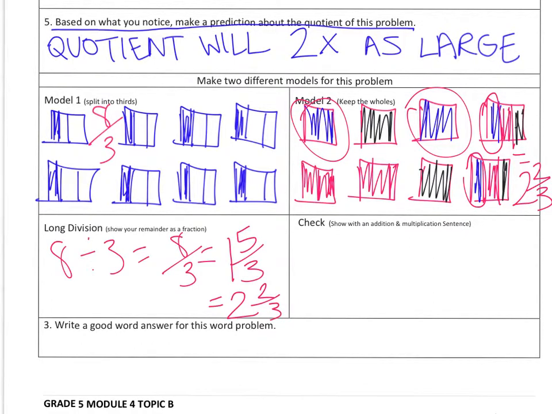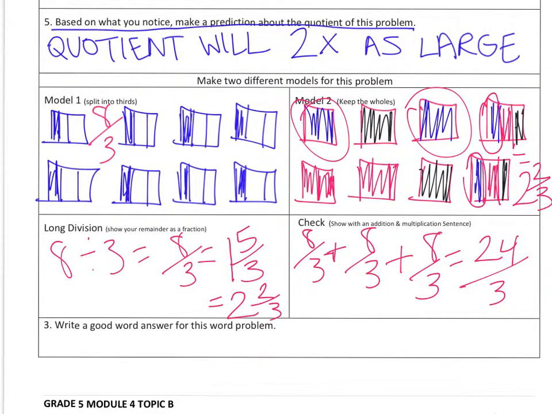If we add it all back up, if we do 8 thirds plus 8 thirds plus 8 thirds, then we would have 24 thirds, which is the same as 8, so we're right back at the beginning. Sweet. So our word answer, each bag has 2 2/3 kilograms of oats.